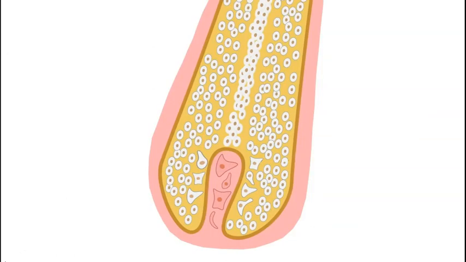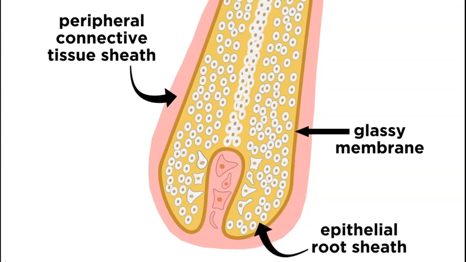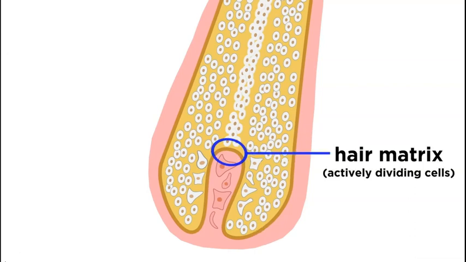The wall of each follicle has a few layers. The outermost is the peripheral connective tissue sheath, derived from the dermis. Next is the glassy membrane, derived from the basal lamina. And then there is the innermost epithelial root sheath, derived from the epidermis. This last section has an external part and an internal part, which thins as it approaches the bulb. The cells that actively divide are found in the hair matrix, which push existing cells upwards as they divide, causing the hair to grow.